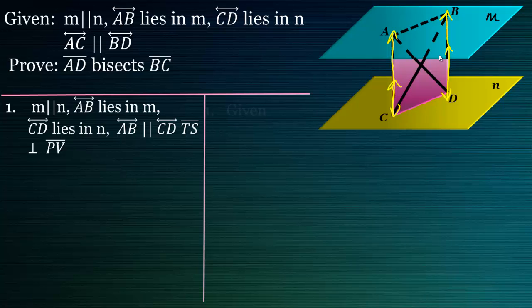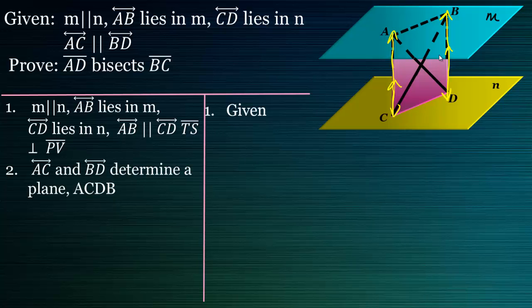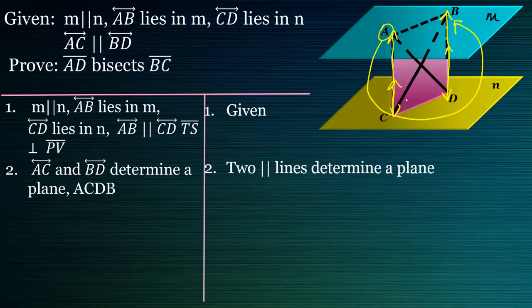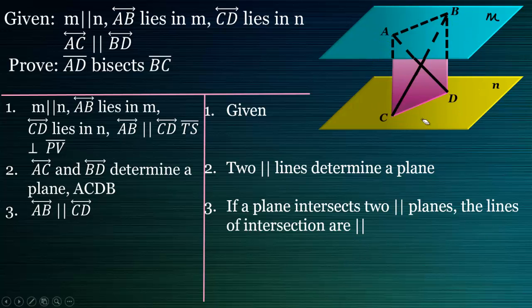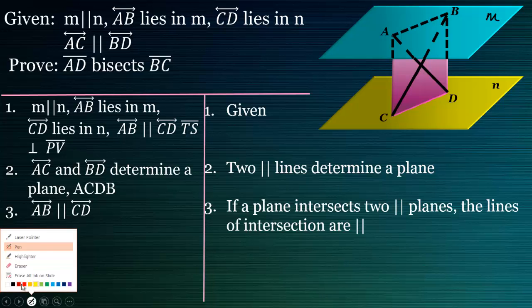Number one, we give all our givens. Second, we say that line AC and line BD determine a plane, ACDB. Make sure you name that in order. So we start here and go around. And that's because two parallel lines determine a plane. Remember that from the other day. We're also given that line AB is parallel to line CD. We weren't given that, but if a plane intersects two parallel planes, then the lines of intersection are parallel, so we'll go ahead and mark that on there.